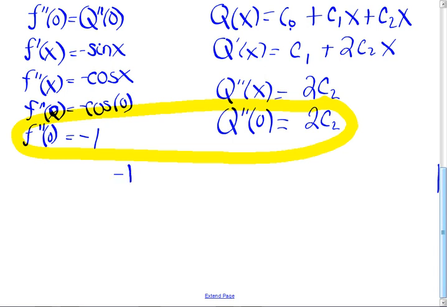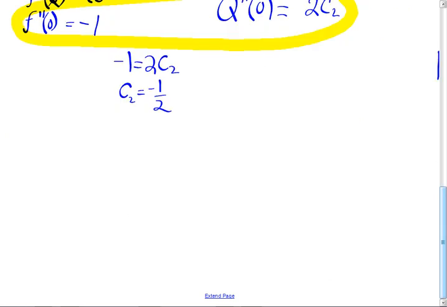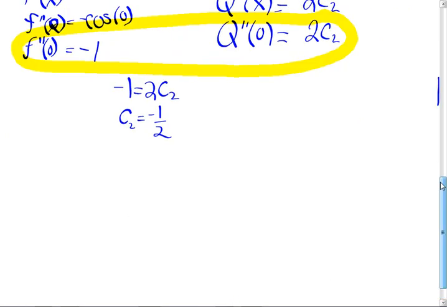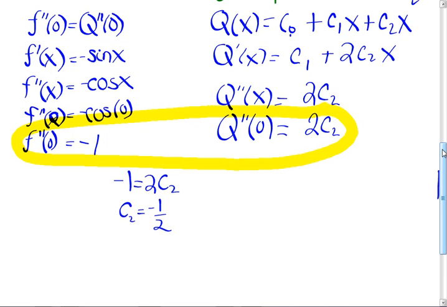Okay, so negative 1 equals 2c2. And so what's c2 equal to? Negative 1/2. Okay, let's put this together because this is still not done. I just found the coefficients. I'm going to put this right in here. What was C0? Let me write it down here.